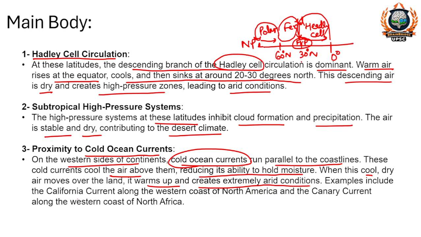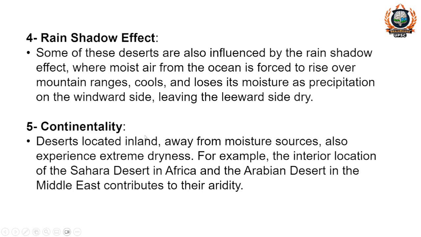For example, on the western side of the United States of America or North America continent, there is the California current in the Pacific Ocean, which is a cold current. In the Atlantic Ocean, on the western coast of North Africa, there is the Canary current, which is a cold current. तो cold current का भी effect है. Fourth is rain shadow effect. Some of these deserts are also influenced by the rain shadow effect, where moist air from the ocean is forced to rise over mountain ranges, then cools and loses its moisture on the windward side as precipitation, leaving the leeward side dry.